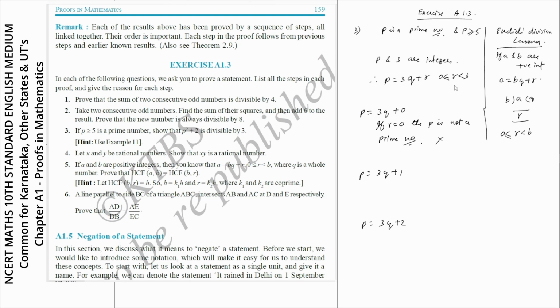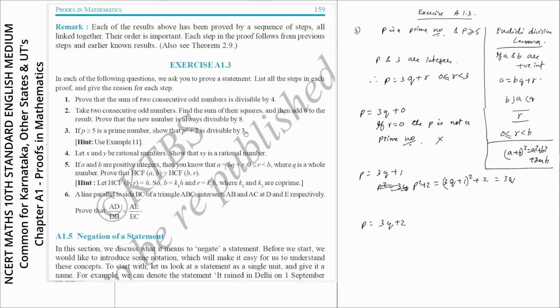Now I'll come to the second option. p can be 3q plus 1, the remainder can be 1. Now what's the question they've asked? Show that p square plus 2 is divisible by 3. Now I'll take p square plus 2. Since p is 3q plus 1, p square plus 2 is equal to (3q plus 1) the whole square plus 2. Now expand this. The formula of (a plus b) the whole square is a square plus b square plus 2ab. Now using this formula, expand this.